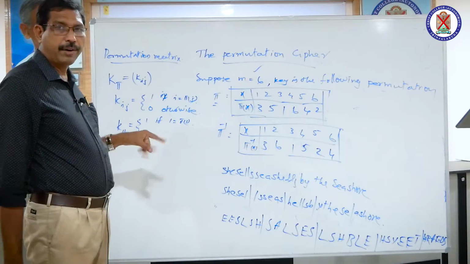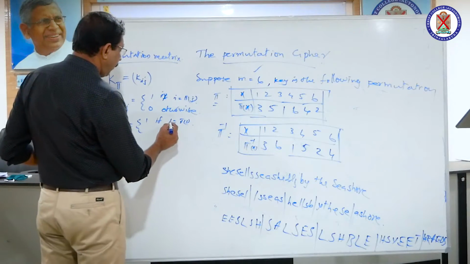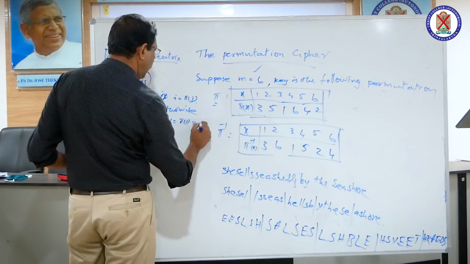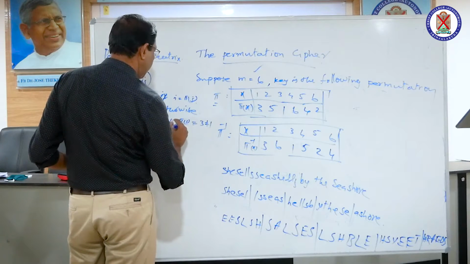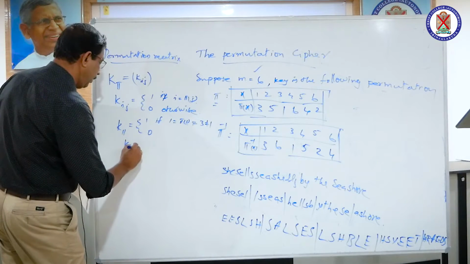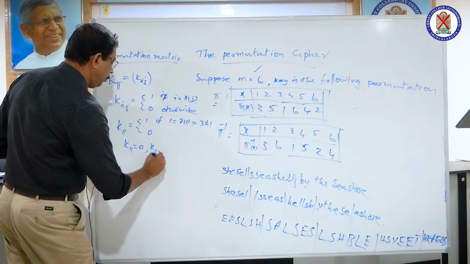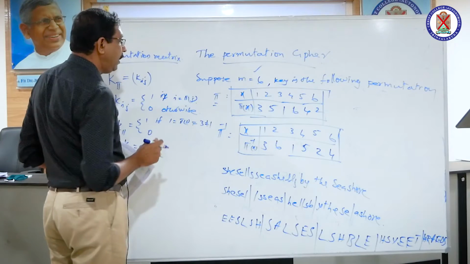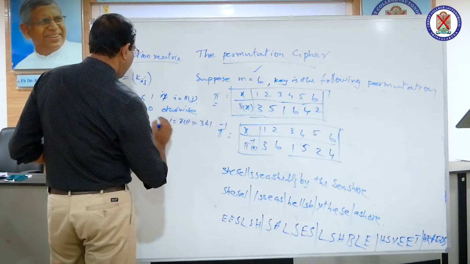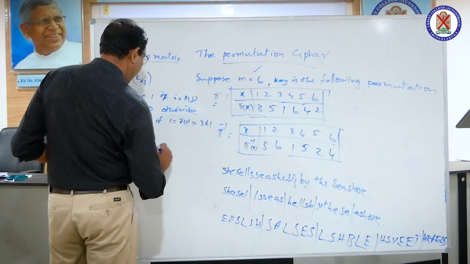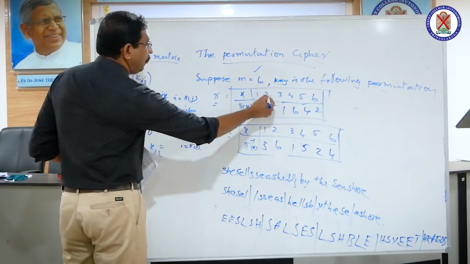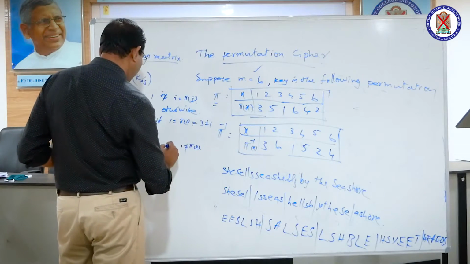Therefore, what will be the value of K11? K11 is equal to 1 if 1 equals pi of 1, but pi of 1 equals 3, which is not equal to 1. Therefore, K11 equals 0. What about K12? According to this definition, for it to be 1, 1 must be equal to pi of 2. Pi of 2 is 5. Therefore, these are not equal, so K12 is also 0.